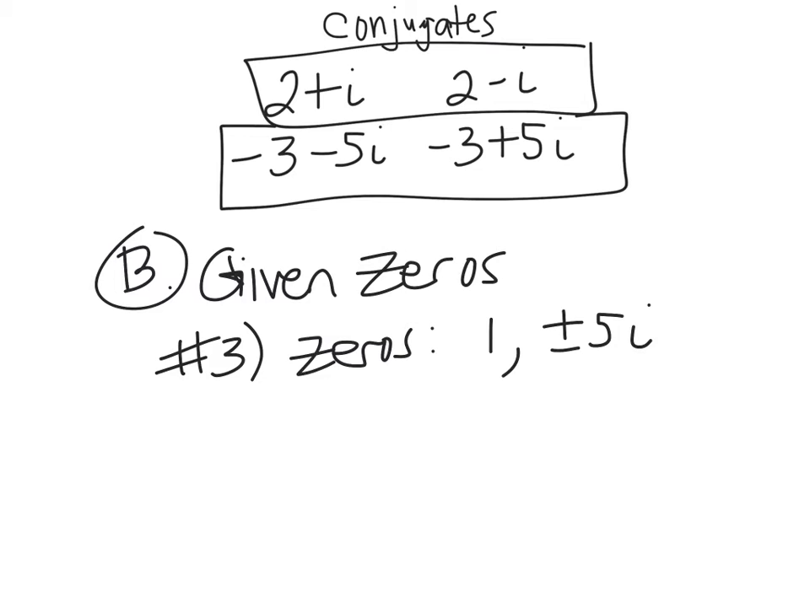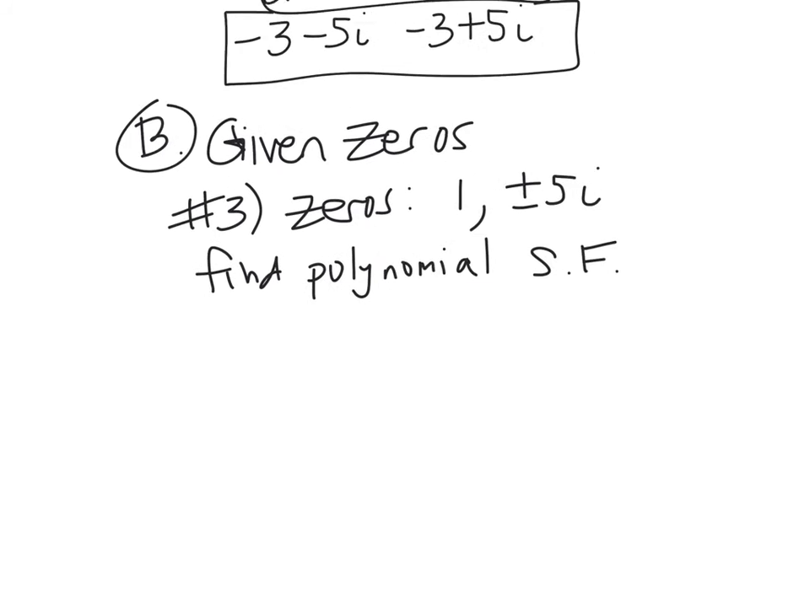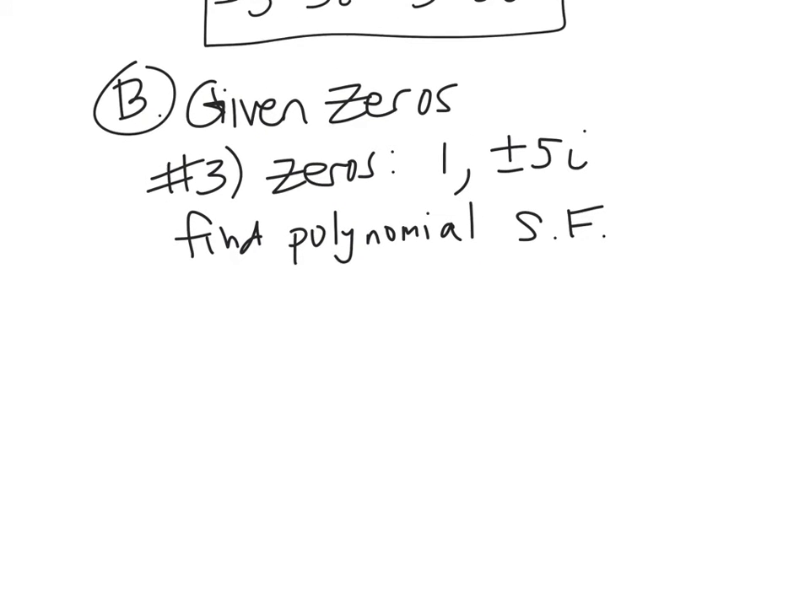Okay? They always come in pairs. If they only give you 5i, you have to assume that negative 5i is there. Okay? You have to. All right, we're going to find a polynomial in standard form. That means we've got to factor it all out, or FOIL it all out. Find a polynomial in standard form. Okay, if you know the zeros of your polynomial, then you know the factors that go with that.